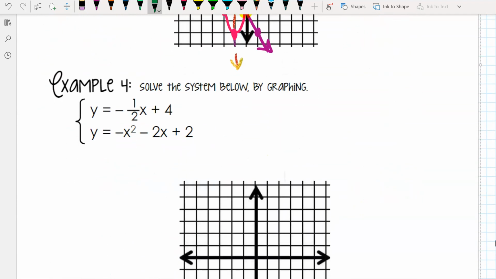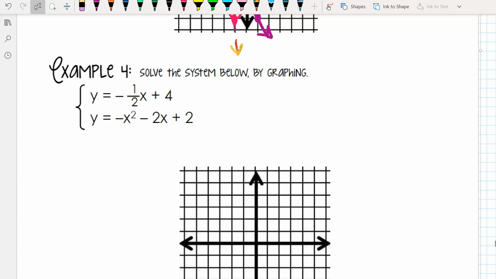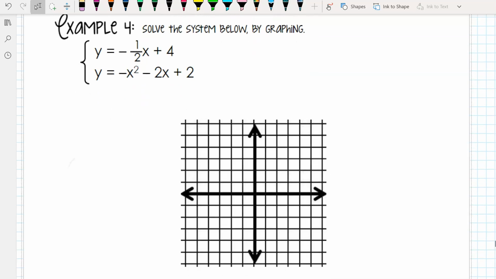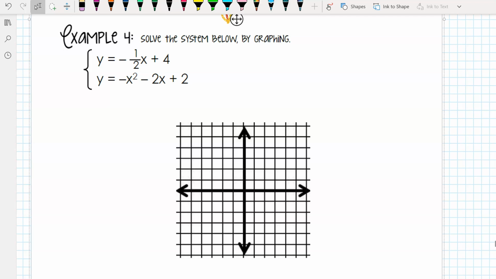So this last example here, example 4, says solve the system by graphing. I want you to try to do this one on your own, because you know how to graph. That's not new. It's picking out the answer. So I want you to graph this one on your own using what we've talked about. So go ahead and do that now.